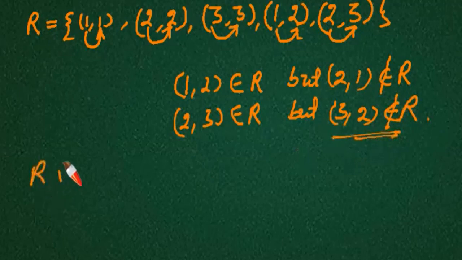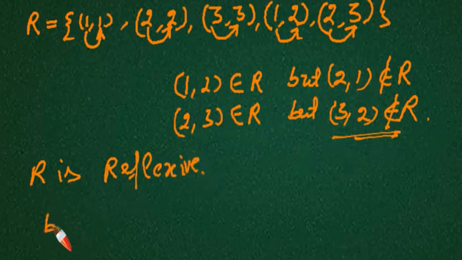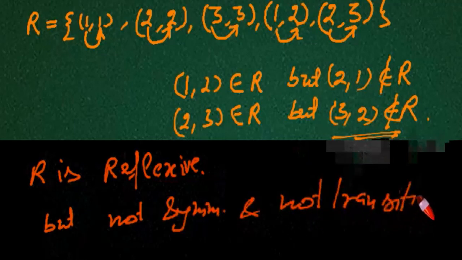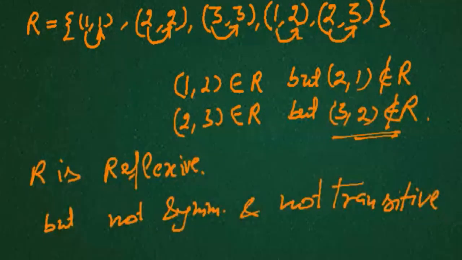So R is reflexive because each element is related to itself, but not symmetric and not transitive. Here we see R is also not transitive because here 1 is related to 2 and 2 is related to 3, but 1 is not related to 3. Therefore, this relation is not transitive.